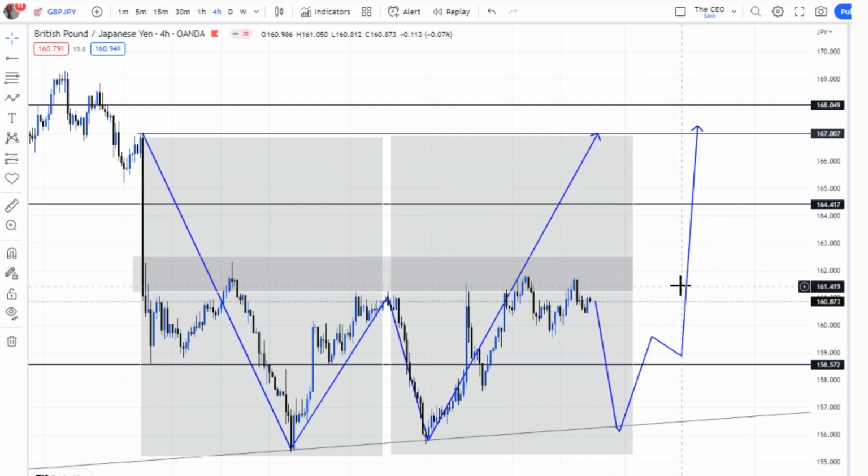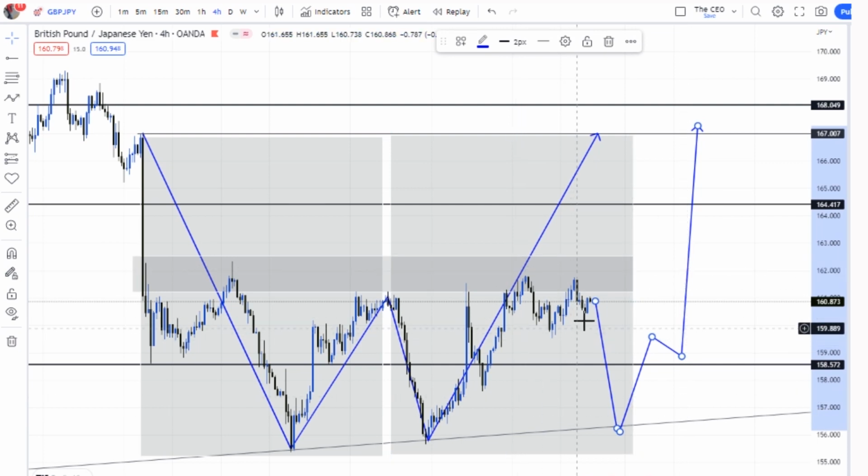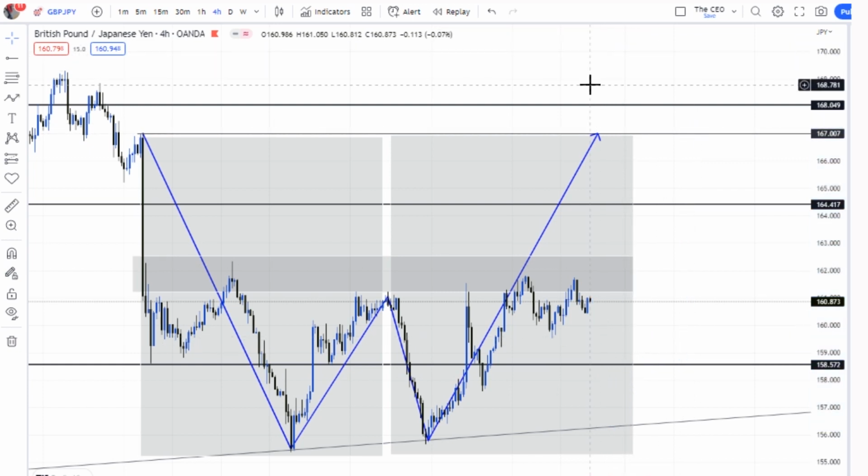Alright, so this is a possible move. This decline is a very possible move. Be on the lookout for it. You need to be on the lookout for that decline that's gonna retest this level down here.